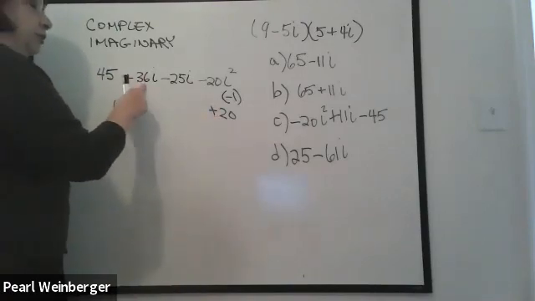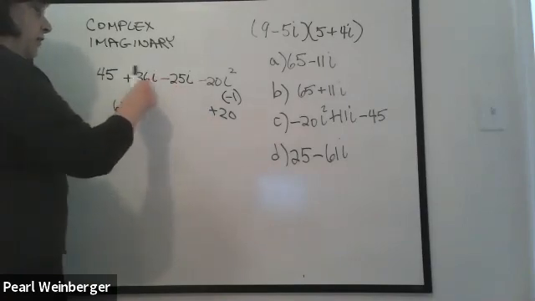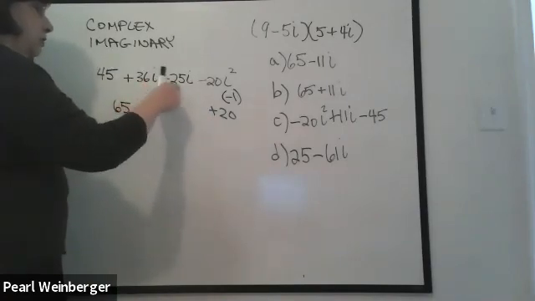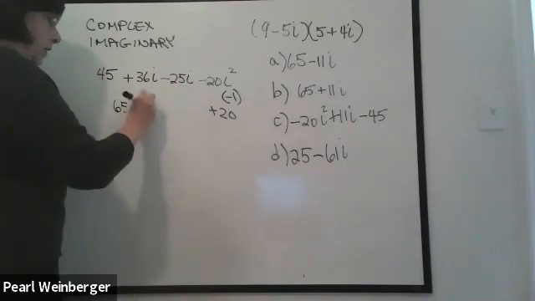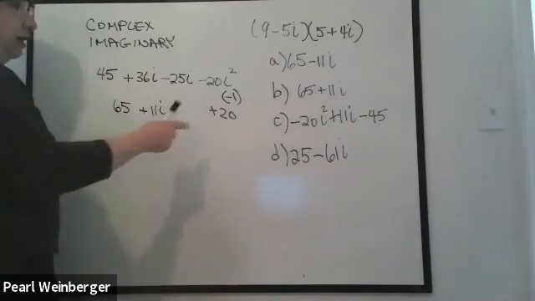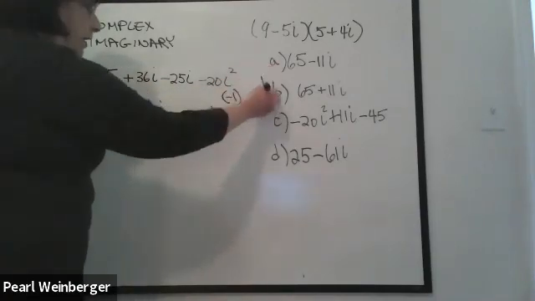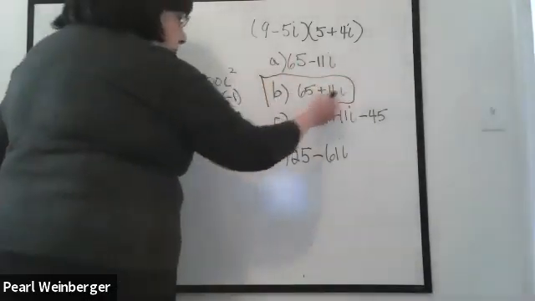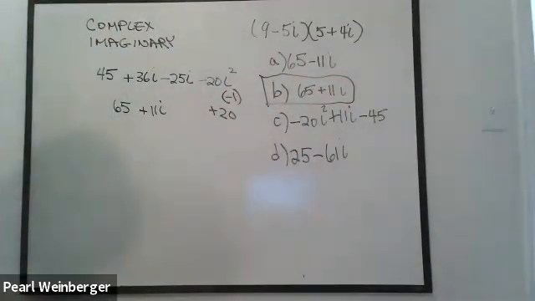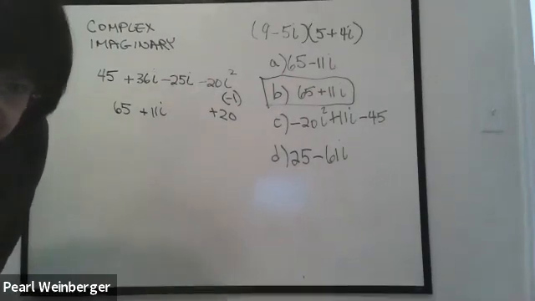And then I combine the 36i minus 25i. Those are like terms. 36 minus 25 is 11. So this becomes 65 plus 11i. And yes, you are correct. Teresa, the answer is choice B. Any question about that?